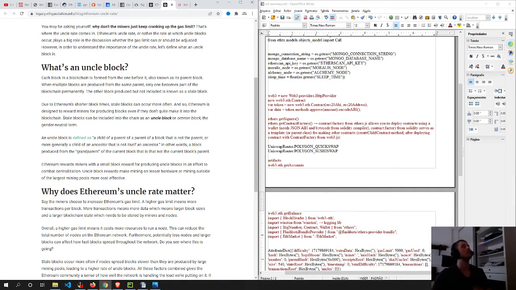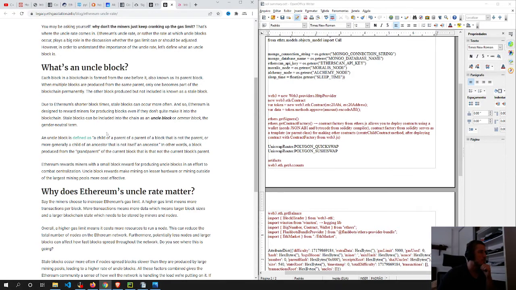So I guess when you're producing a block and it doesn't get into the chain, you wouldn't make any money from mining the transactions because they're not valid. So that's why this reward exists.